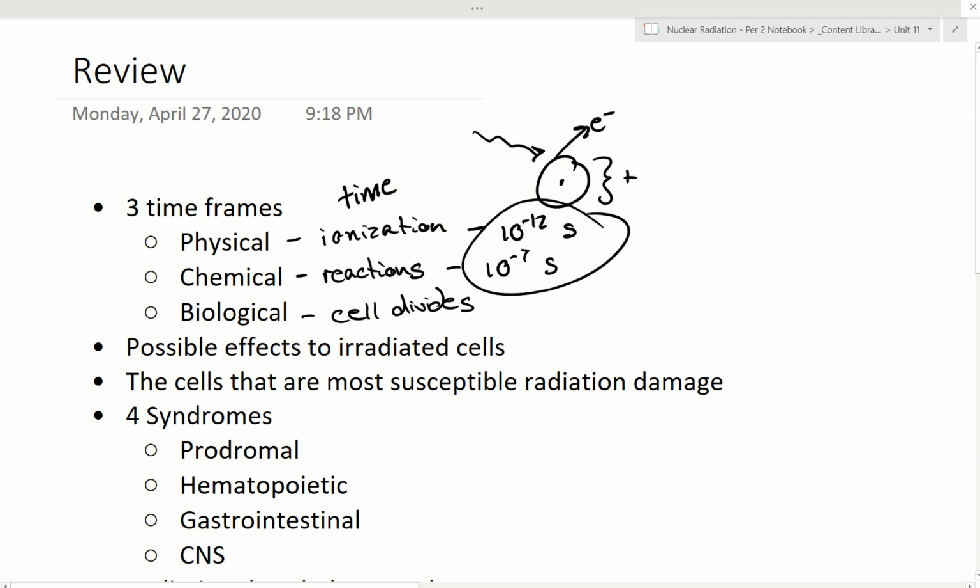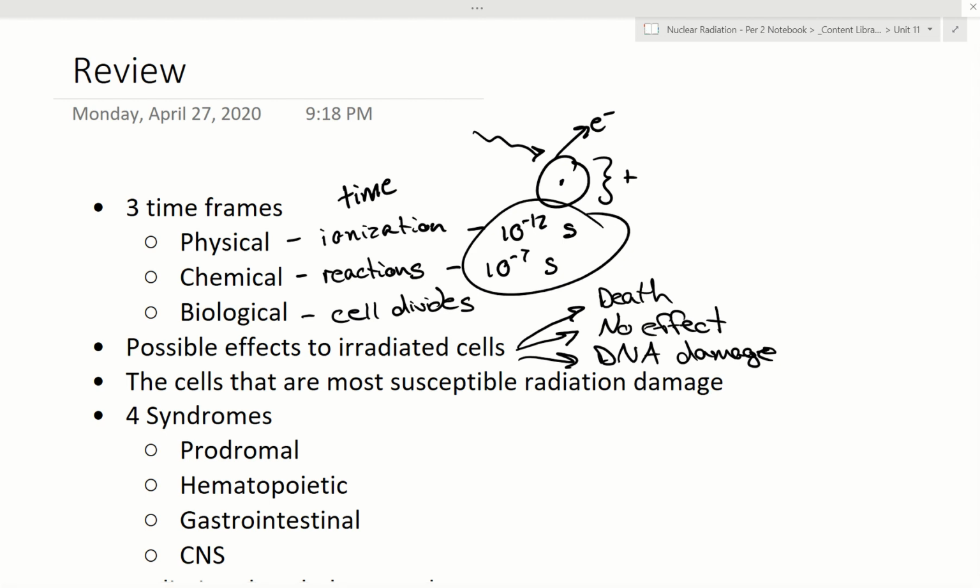So possible effects to a cell. When a cell is irradiated, there are several possible effects that take place here. You could have the death of the cell, which is the least common. You could have no effect, which is actually the most common. And then you could have DNA damage. DNA damage can be repaired, and so sometimes there would be no ill effect from DNA damage, but sometimes those can cause non-fatal mutations, which lead to cancers.